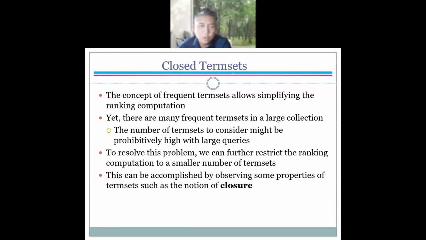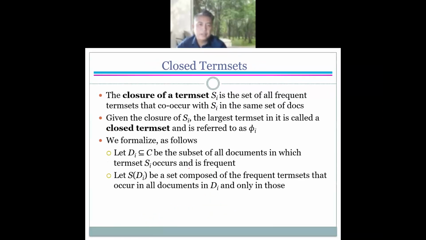okay, closed term set. Closed term set means that if you have a set A which is frequent, and also set B frequent, and also set AB, that means during the calculation we do not have to include this one because it is already covered by this. This is a superset of A and B. Okay, so that is what we call closed term. This has already covered this. So the closure of A, B is A and B.